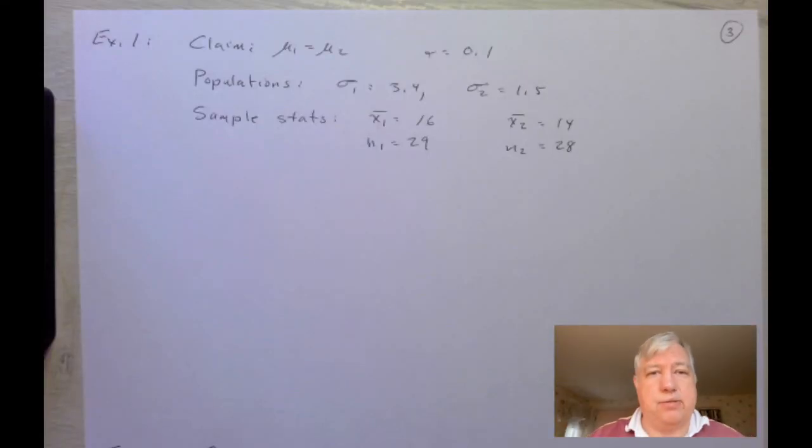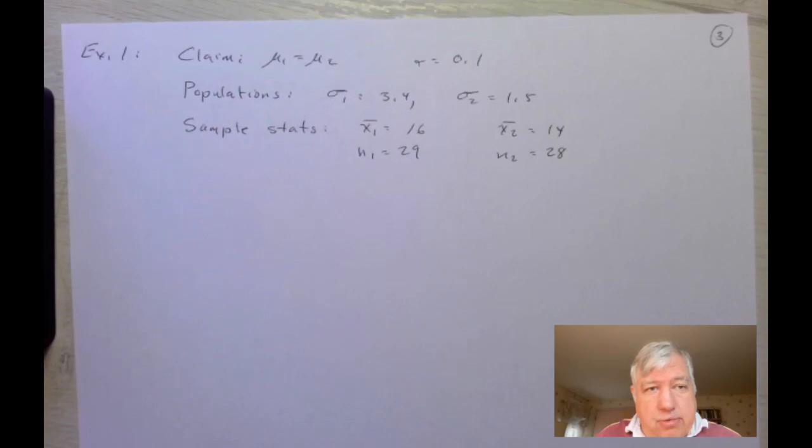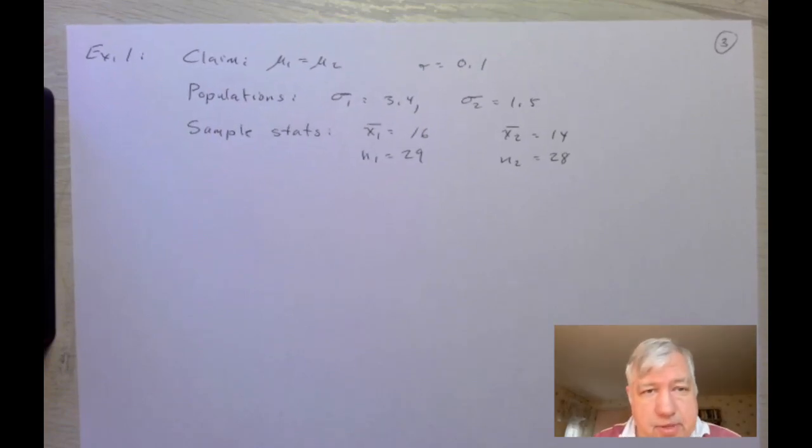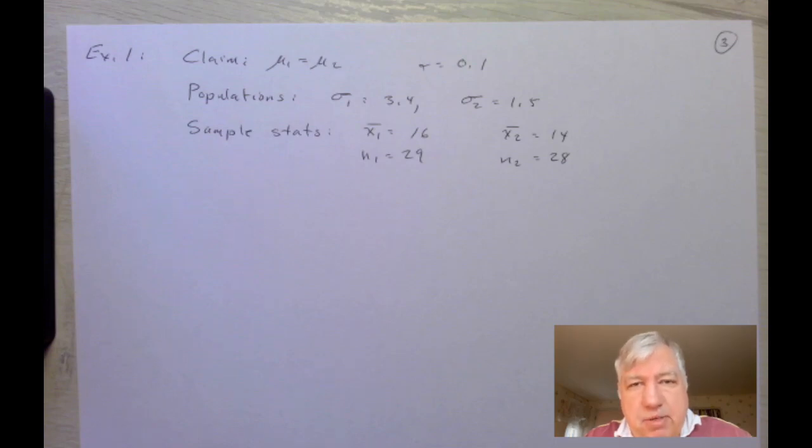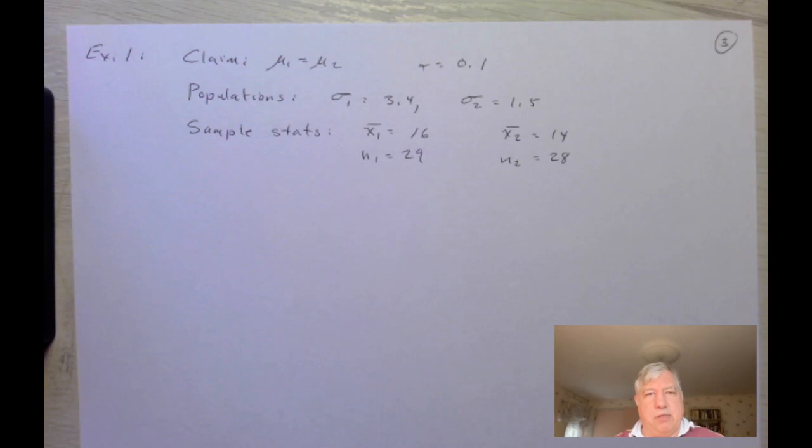Okay, welcome back. So we are now going to do some examples in evaluating claims about the difference of two means, or just a statement about two means from two different populations, using independent samples from the two populations. So in this first case, we're testing a claim that says mu1 equals mu2, and we want to test this with a level of significance of 0.1.